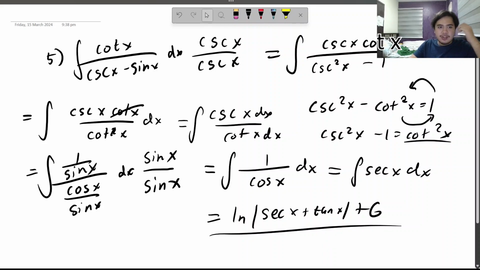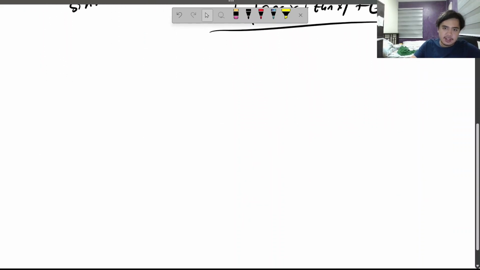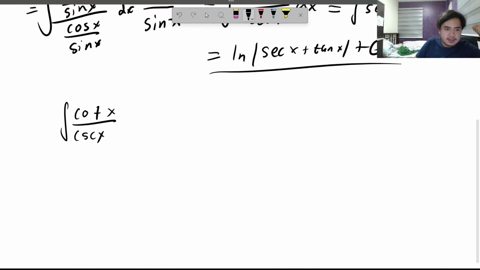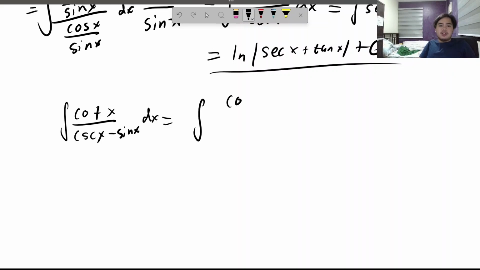Now, you might ask, what would happen if for this initial thing, we just straight up did the sine and cosine thing on it? So let's see. We can experiment. So you write the question here. Minus sine x. Let's turn all this into cosine or sine. So cotangent becomes cosine x over sine x, right? And cosecant becomes 1 over sine x, minus sine x.